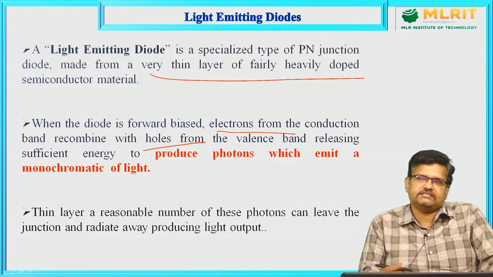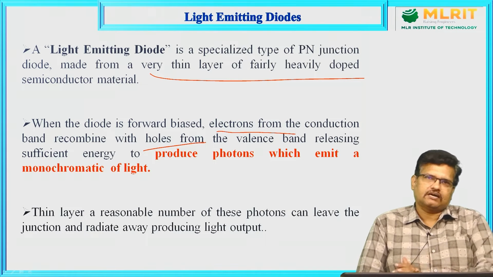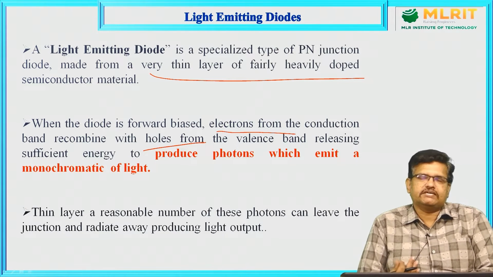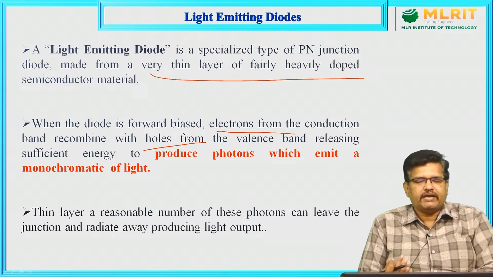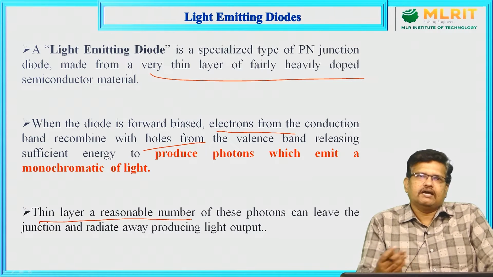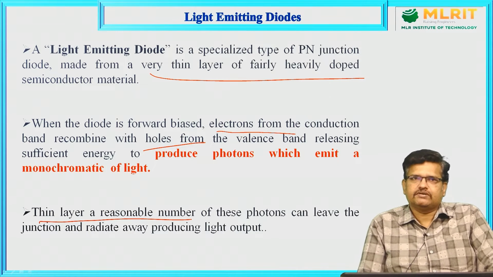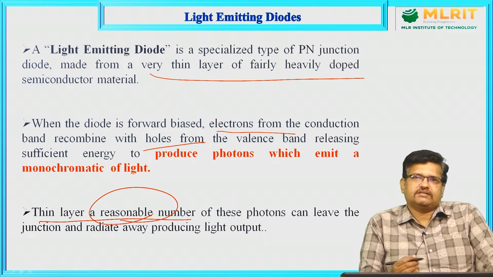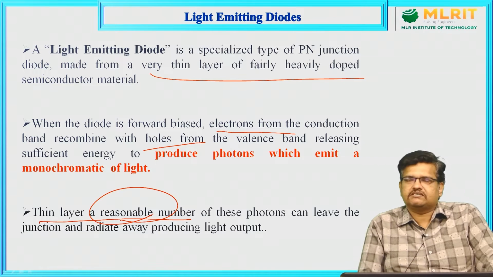Initially I said it is a specialized PN junction diode because here also electron hole pair recombination is occurring, but it emits the photon energy in the form of light. That is why it is called a specialized diode. Here a thin layer is responsible for this: the photon energy can leave the junction and radiate away, producing the light as the output.